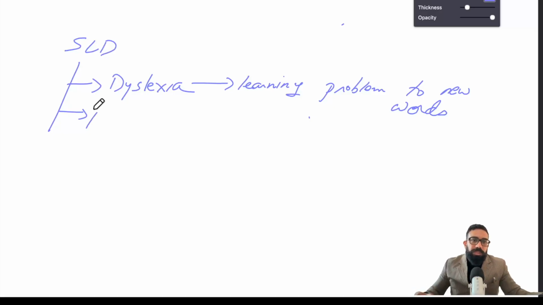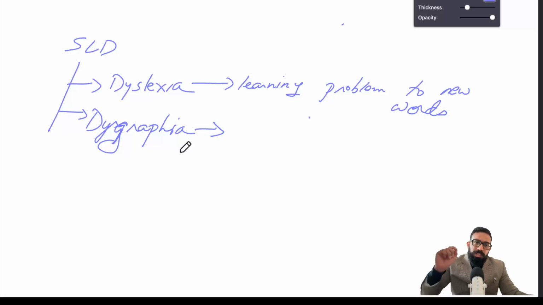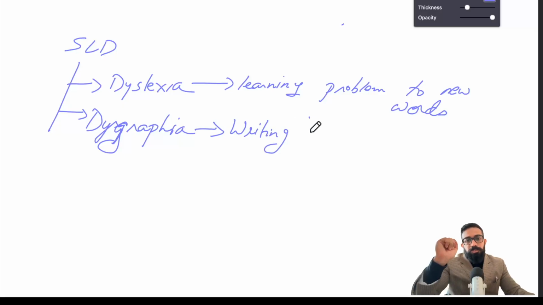Now this could be something like dysgraphia. This is a type of SLD where the child can learn. He has no problem learning new stuff, but when it comes to writing, there is a problem. So this child may not be good at writing essays.